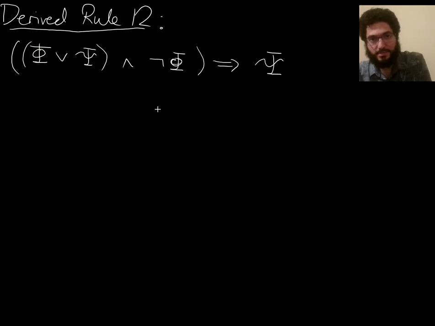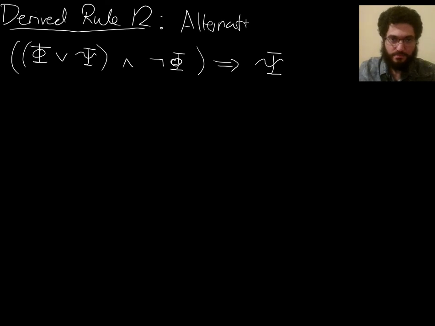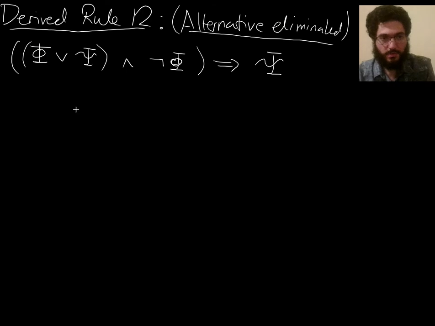All right, back to actual lectures. So I'm going to skip derived rules 10 and 11 and let you read about those. And here we're going to look at derived rule 12 together. This one is called alternative eliminated. And hopefully you can see why.